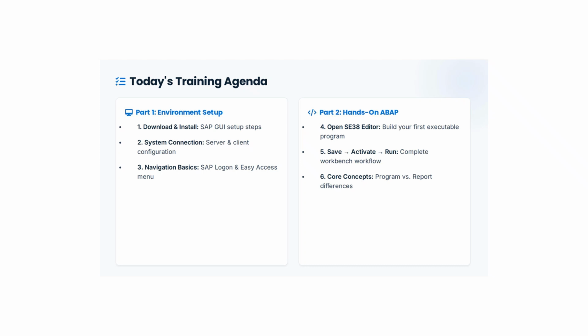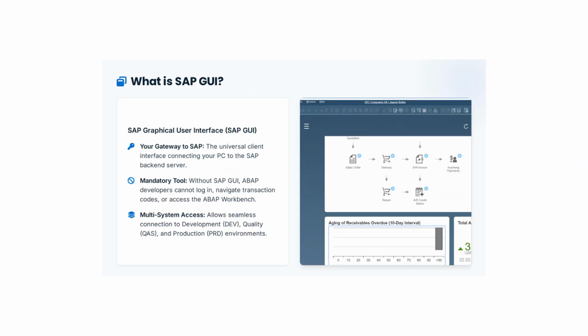This is today's agenda. Let's discuss what SAP GUI is. GUI stands for graphical user interface. It's a gateway to SAP. This is a mandatory tool. Without this GUI we can't log into SAP. This software should always be downloaded from your organization's approved sources only. Don't download it from any random sites.